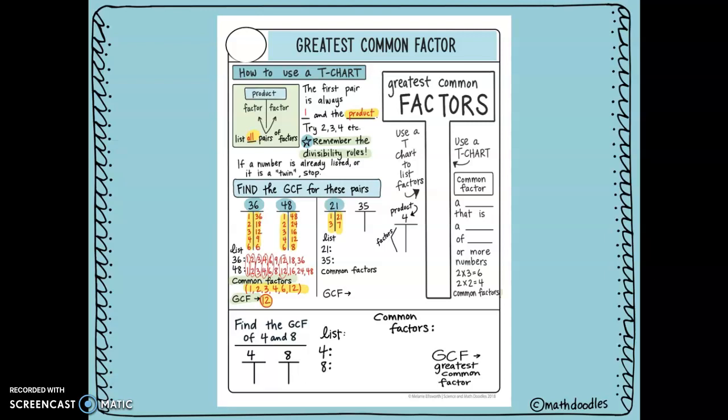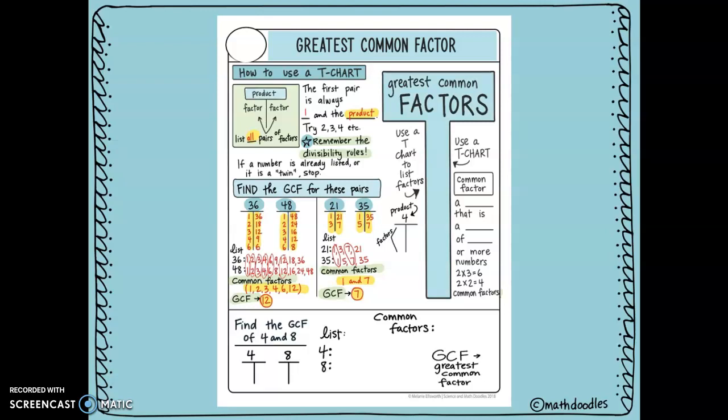We'll repeat this with 21. 21 only has 4 factors, 1 and 21, 3 and 7. Then find the factors for 35: 1 and 35, 5 and 7. List them out and circle the factors that are the same. In this case, it's just 1 and 7. So the greatest common factor is 7.